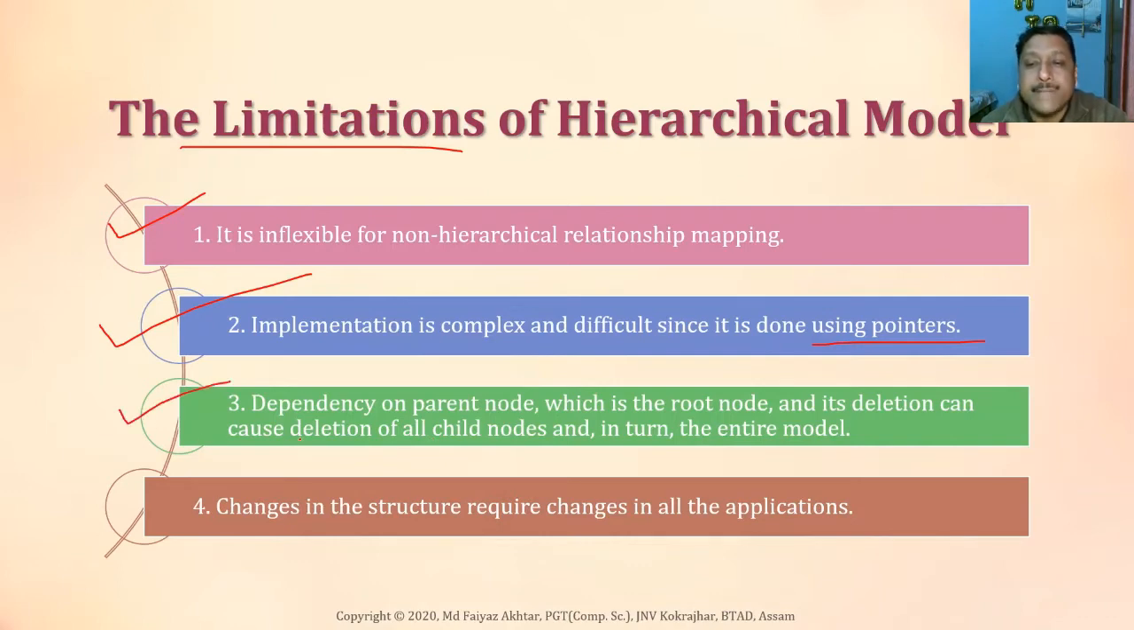That's why there is dependency on the parent node, which is the root node, and its deletion can cause deletion of all child nodes and in turn the entire model. Dependency is there on the parent record. So if the parent record gets deleted, then the rest of the information has no value, so the entire model is destroyed. The next one is that changes in the structure require changes in all applications. If somewhere something needs to be changed, then we have to change the entire application. This is the major limitation of the hierarchical model.